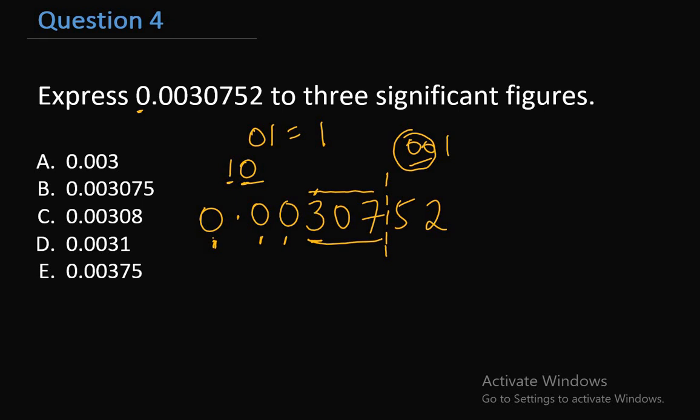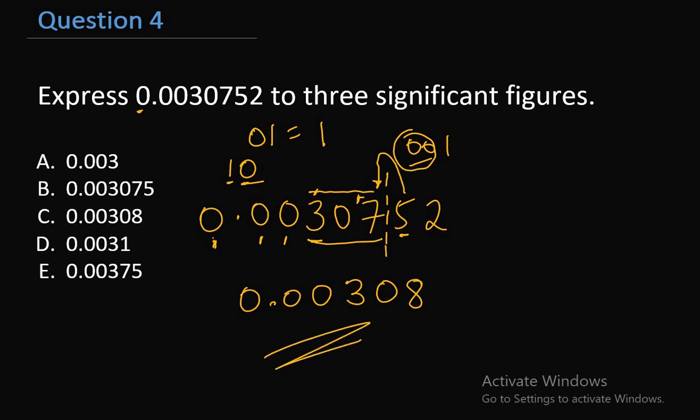Now, after the dotted line demarcating the 3 significant figures and other digits, the closest digit is up to 5. So we'll round it up by 1 and add to the 7. So the 7 will be plus 1. My final answer will be 0.00. The zeros without value, then the first significant figure 3, the second 0, the third 7 plus 1, 8. So the right answer will be option C.